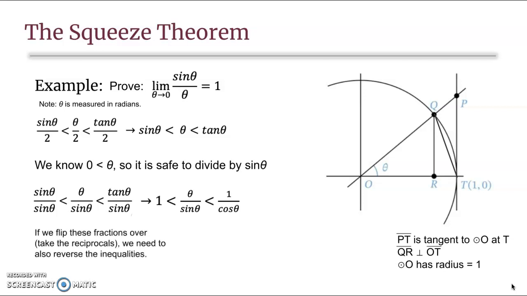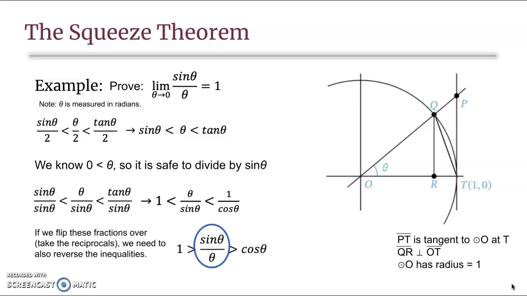All right, so what I would like to do is get sine of theta over theta so I match the thing I'm trying to prove. So I'm going to take the reciprocals. But when you take the reciprocals of fractions, the inequalities reverse. So think about it. If 1 is less than 2, and I take the reciprocals of 1 and 2, I get 1 and 1/2. 1 is greater than 1/2. I have to flip the sign. And so I end up with this.